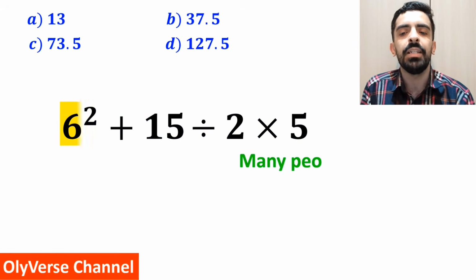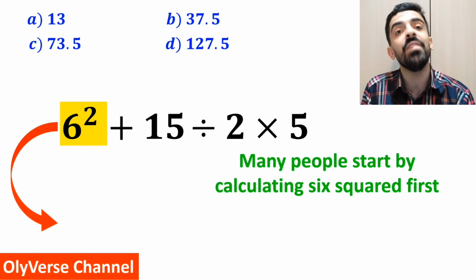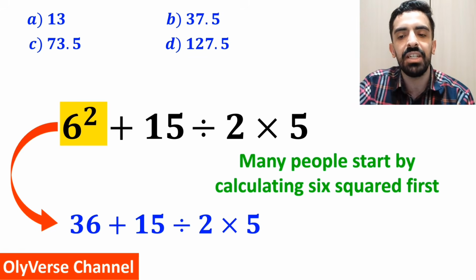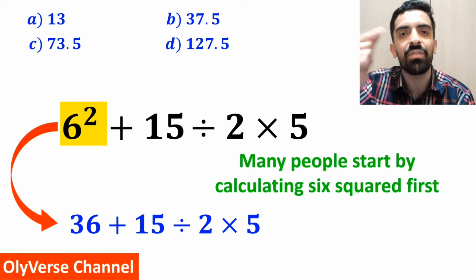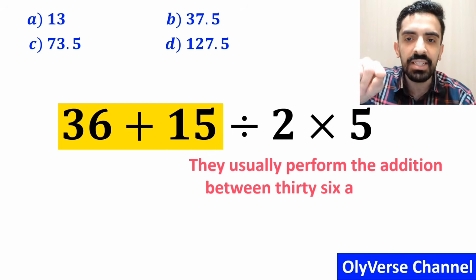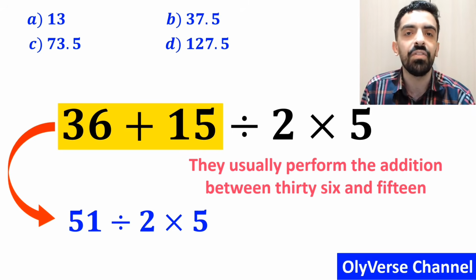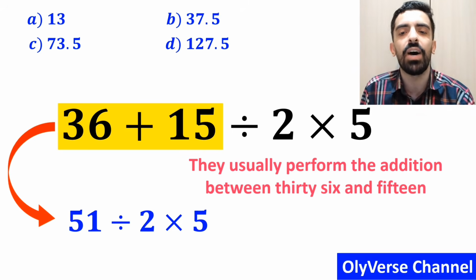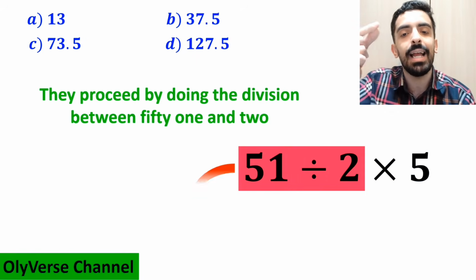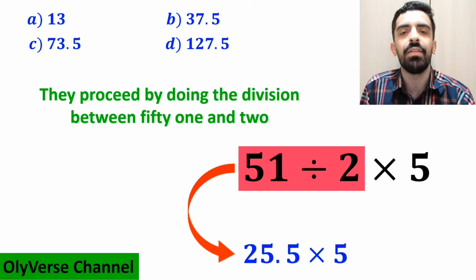To solve this question, many people start by calculating 6 squared first, and instead of the original expression, they rewrite it as 36 plus 15 divided by 2 multiplied by 5. And the next step, they usually perform the addition between 36 and 15 and simplify this expression to 51 divided by 2 multiplied by 5. Then, they proceed by doing the division between 51 and 2, which gives them 25.5 multiplied by 5.